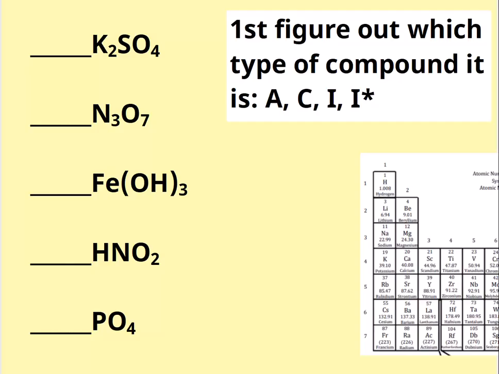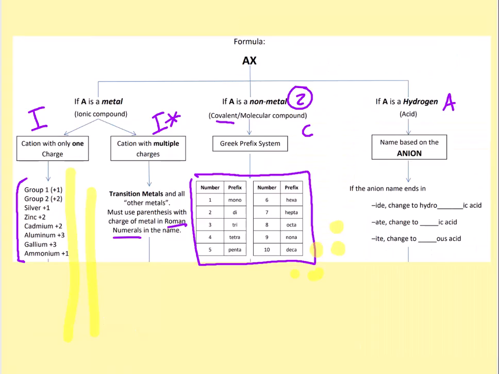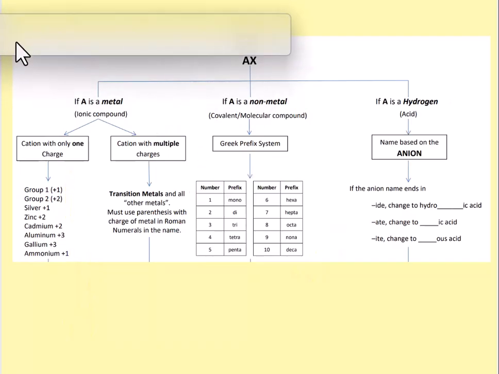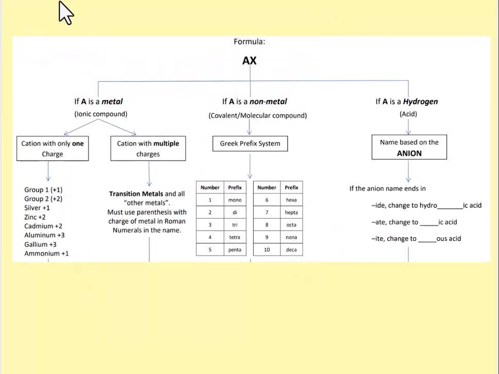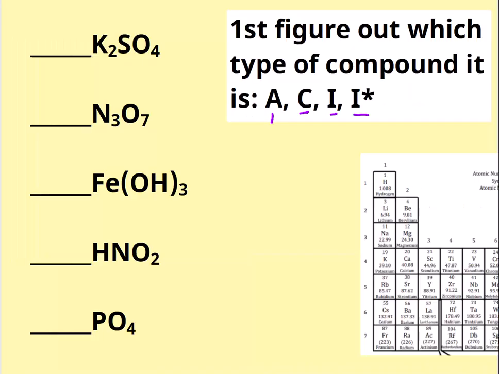So the first thing we need to do is figure out what type of compound each of these are. So go through and figure out if it's an acid. Remember, acids start with hydrogen. If it's covalent, it's going to start with a nonmetal. If it's ionic, it should start with group 1A, 2A, silver, zinc, cadmium, aluminum, gallium, or ammonium. And I star is everything else. So if you need to go back and write this page down, then do so. Once you have figured out which type of compound each of these are, then restart the video.